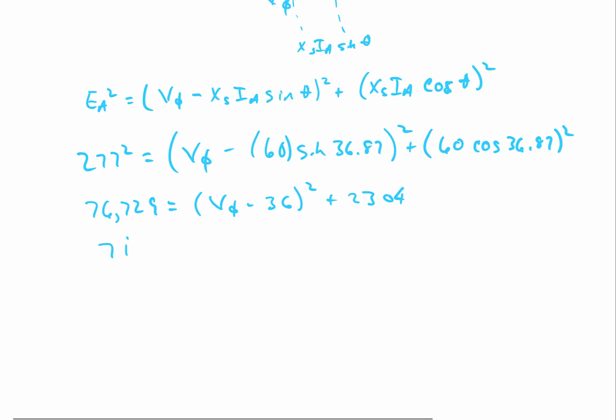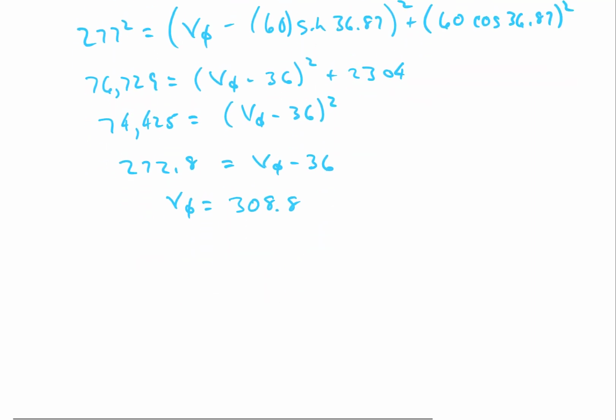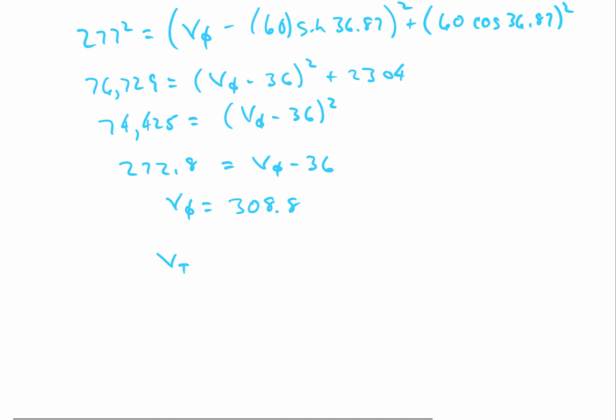So we can subtract on the left-hand side. We get 74,425 equal to VP minus 36 quantity squared, and then take the square root of both sides, and we get 272.8 equal to VP minus 36, and finally we get VP equal to 308.8. And so again, we're Y connected, so VT is equal to root 3 VP, which would equal 535 volts.